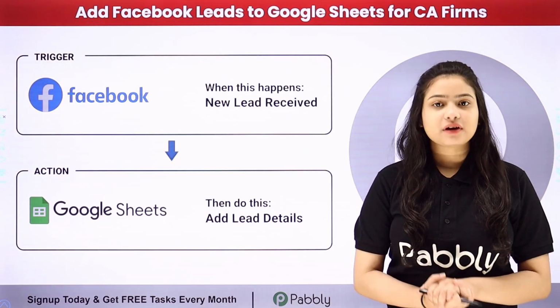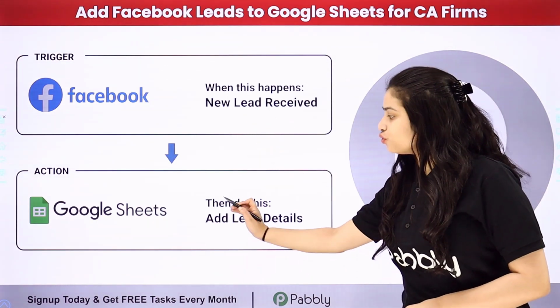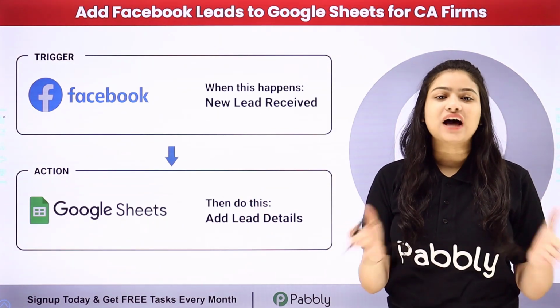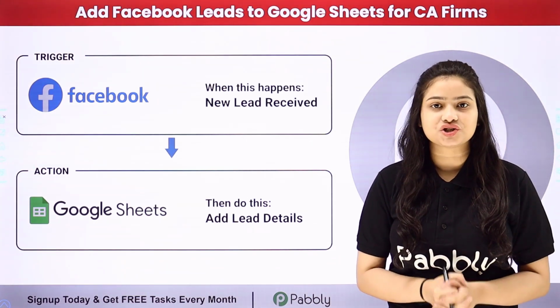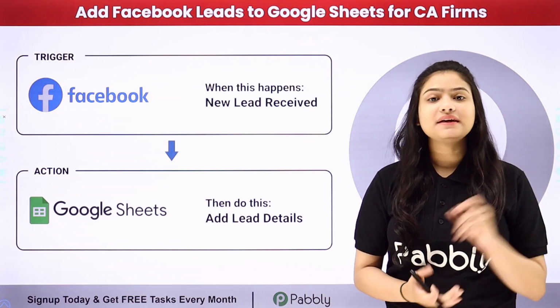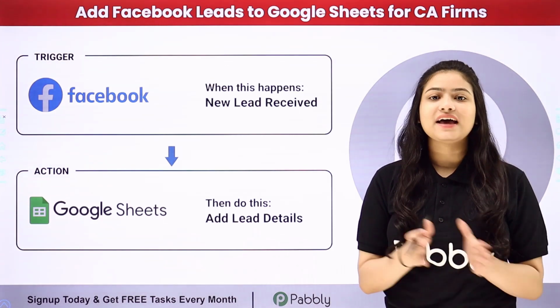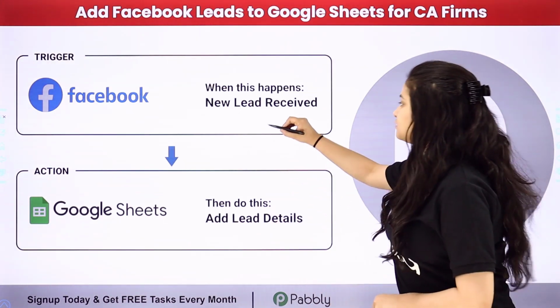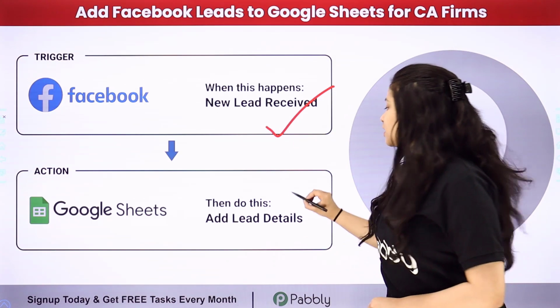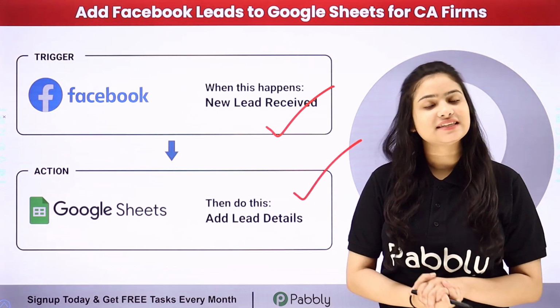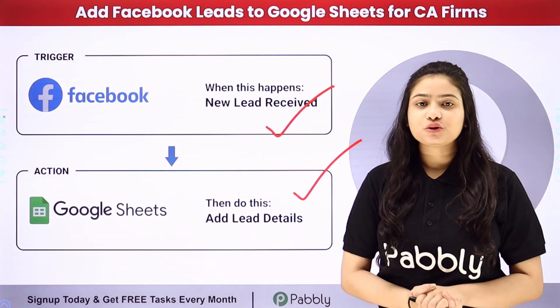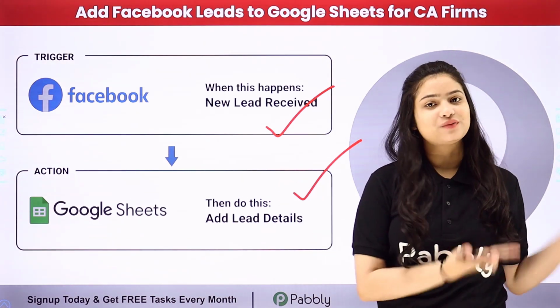For this, we will have to set up a connection between Facebook lead ads and Google Sheets, and that we are going to do without any coding or programming skills with the help of Pabbly Connect, which is an amazing automation and integration software. Pabbly Connect works on two principles, trigger and action. In trigger, we are going to take Facebook lead ads, and in action, we are going to take Google Sheets. And we will connect both of them with the help of Pabbly Connect to automate this entire process. And to learn the entire automation step by step, let me take you all to my screen.